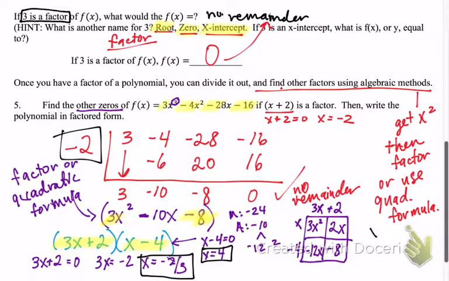So I'm going to write them out to the side. I have x equals -2, x equals -2/3, and x equals 4. And you could even graph this in your calculator to check your answers as well. But these would be the three that I'm looking for.